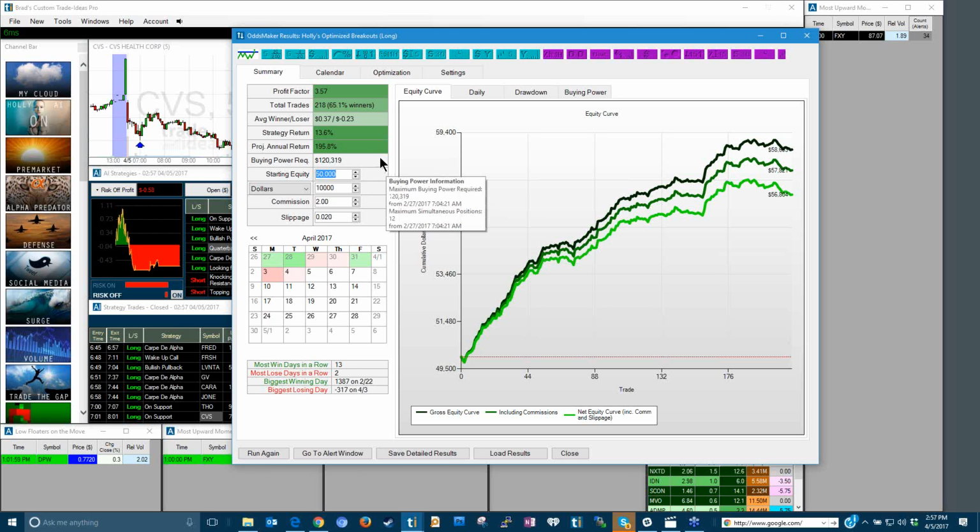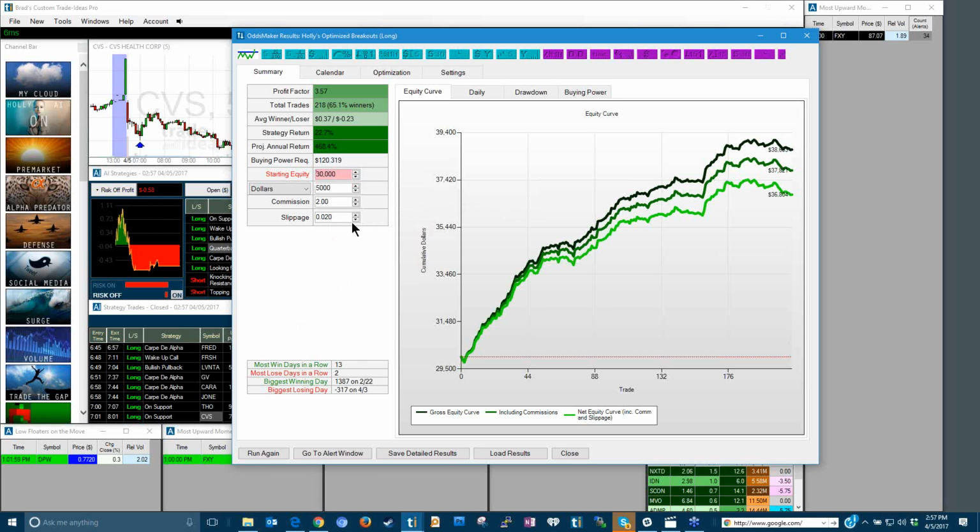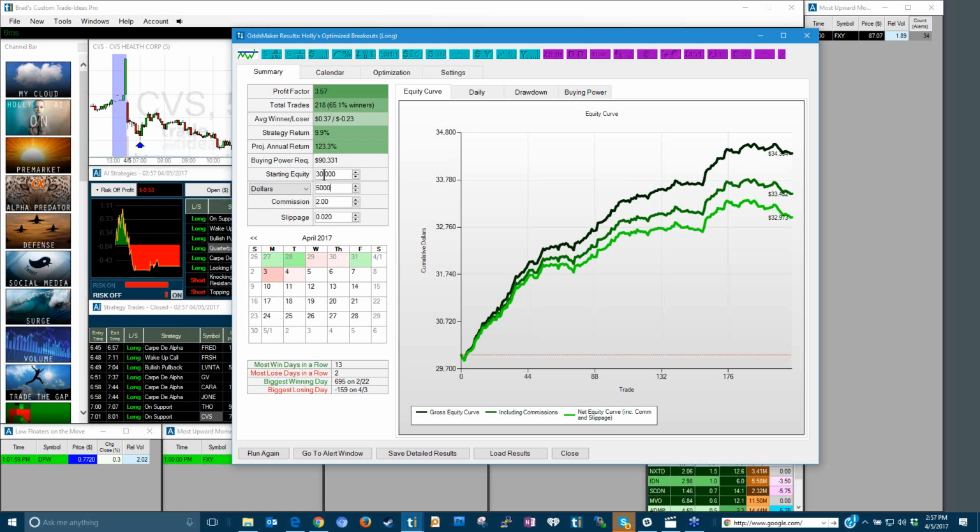If I'm starting, let's say, with $30,000, I can do that. Trading $10,000 increments, I'm not going to be able to do this at 4-to-1 margin, so it's giving me a red indication here. But let's say I trade $5,000 increments. Now I can do it. I can do that with 3-to-1 buying power. If I have 4-to-1, I have more than enough.